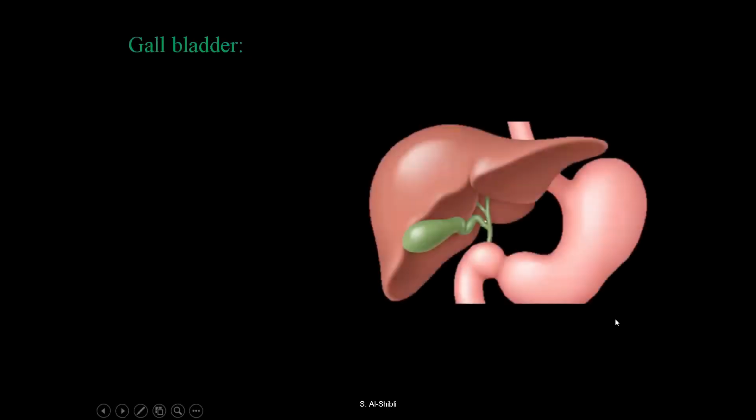Okay, something about the gallbladder. It is a reservoir for the bile, as we know.